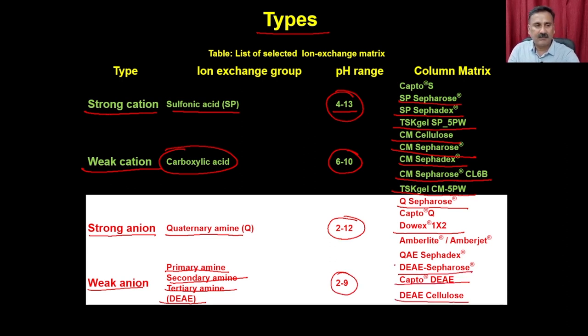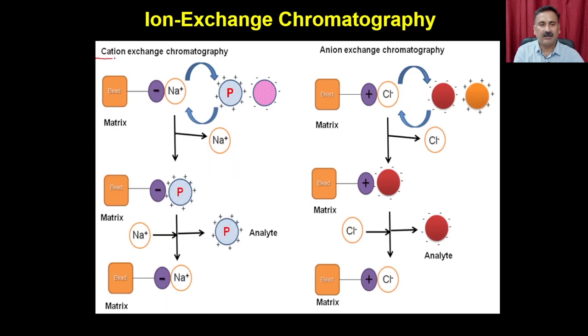Now, how ion exchange chromatography works depends on the competition between the counter ions. So, for example, in cation exchange chromatography, you have the beads attached to negatively charged groups. On this negatively charged group, you have the counter ion, that is sodium, which is immobilized. In the presence of a positively charged protein, it is going to compete with the immobilized cation on the matrix. In this process, the immobilized cation is going to be replaced, and the protein will bind.